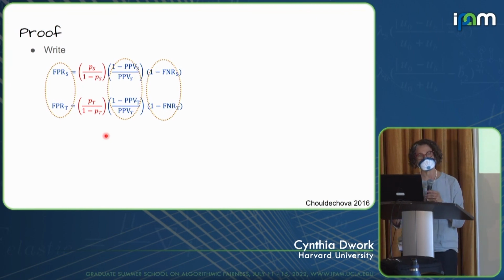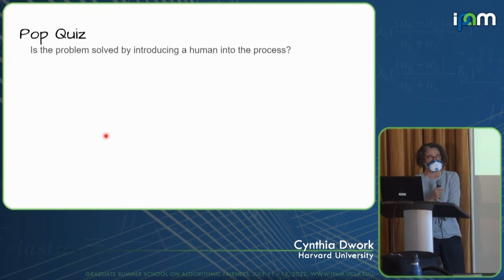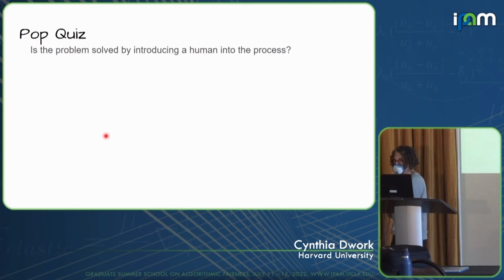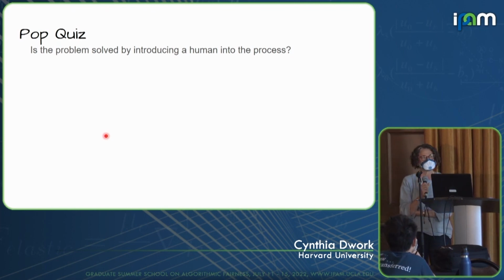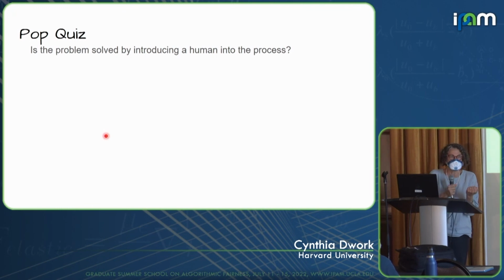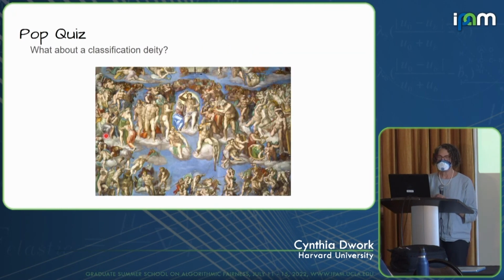Now I have a quiz. If we introduce a human into this classification process, does this resolve the problem? No, it's just some other algorithm that happens to have a human, but this is a mathematical equality. There's nothing you can do about it. And if we put in a classification god that metes out judgment between good and evil, positive and negative, does it help? No, it doesn't. It's just a mathematical requirement.